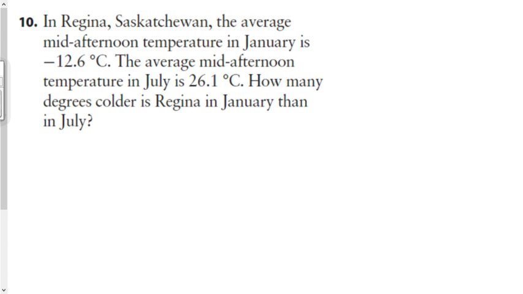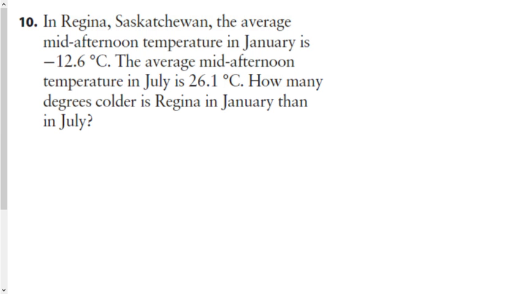Question 10 says, in Regina, Saskatchewan, the average mid-afternoon temperature in January is negative 12.6 degrees Celsius. The average mid-afternoon temperature in July is 26.1. How many degrees colder is Regina in January than July?